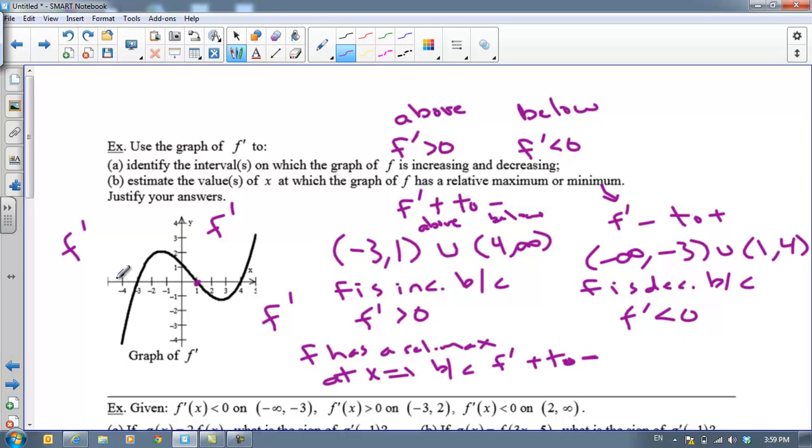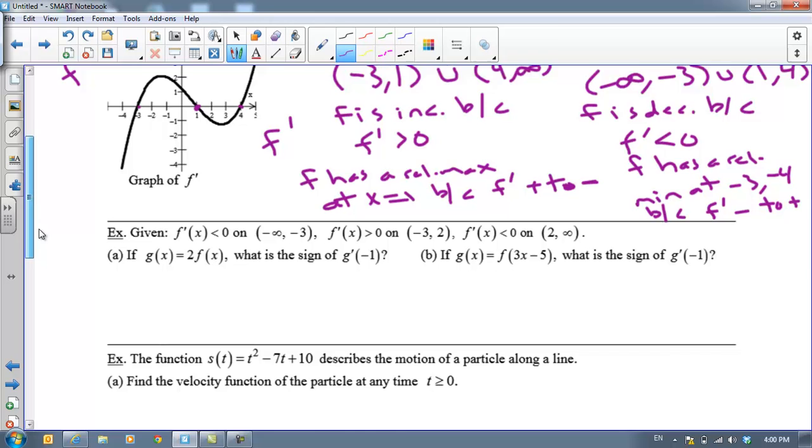And then we've got 2 minimum points. So I'm going to say f has a relative minimum at x equals negative 3 and also at 4. There's 2 places because f prime went from minus to plus there. And I should have written that out better, but I ran out of room. I hope that I've modeled that enough for you. Really need to be writing that as a complete sentence.